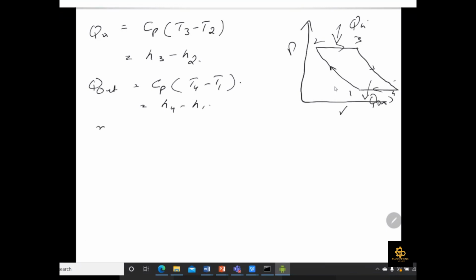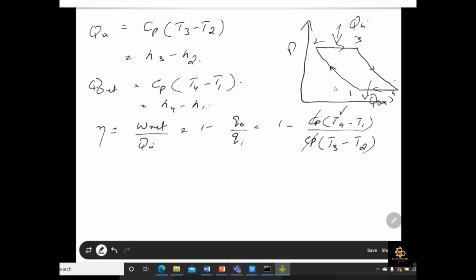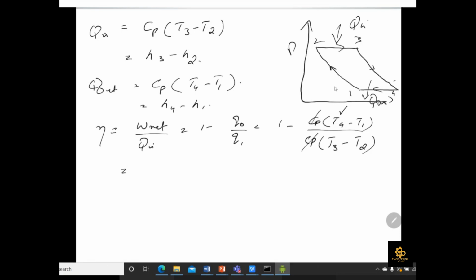Okay, for the efficiency, you already know that it is W net over Q in. So from here, 1 minus Q out over Q in, which is equal to 1 minus Cp (T4 minus T1) over Cp (T3 minus T2). Okay, Cp will be eliminated from there. Okay, so now we are left with 1 minus (T4 minus T1) over (T3 minus T2).